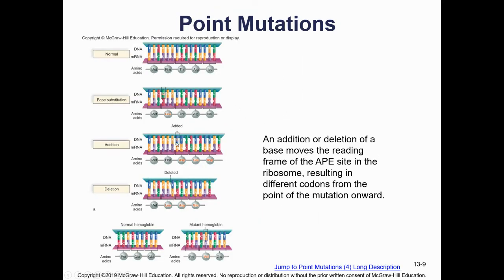So here are other point mutations. This is an example of a base substitution that we just talked about, an addition, and here's a deletion where I would change the reading frame. And then in my ribosome at the A, P, and E sites, the codon would be shifted, and from the point of that mutation onward, I would have the wrong reading frame.